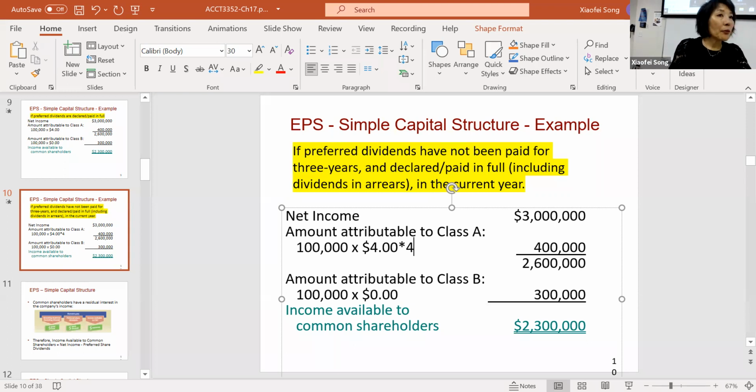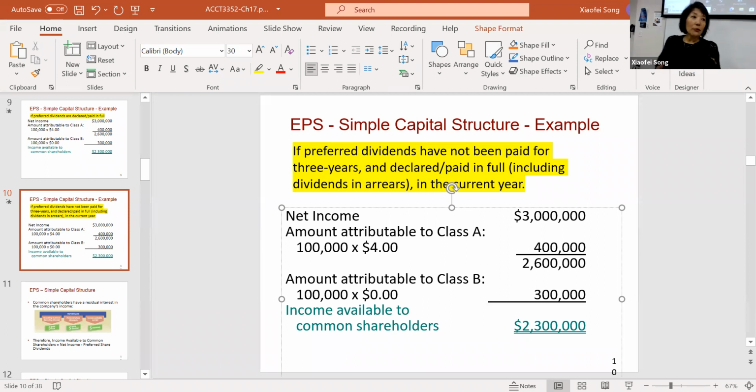Now, what happened in the previous year? When there were no dividends declared and paid, what did we do? We already subtracted, right? Because we argued that since this is cumulative, regardless of whether it's declared or paid, we should subtract cumulative preferred dividends. So from the perspective of calculating earnings per share, there's no arrears. We already subtracted in previous years. So therefore, we don't do that. We still subtract 1 year. Does that make sense? Okay.